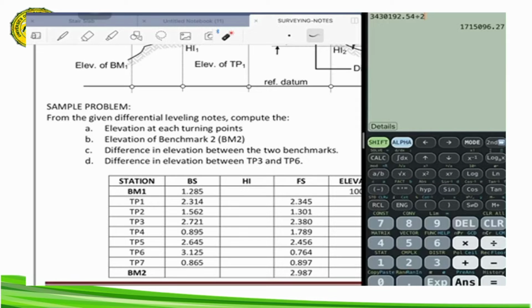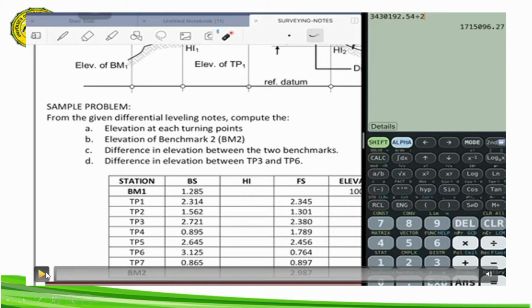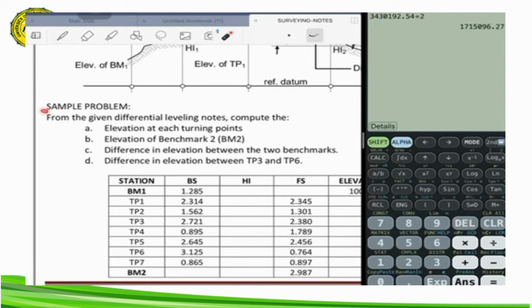So, for more knowledge, there is an example video to understand this topic well. I have some example here. Okay, so good morning class. For today, let's have the sample problem for differential leveling.